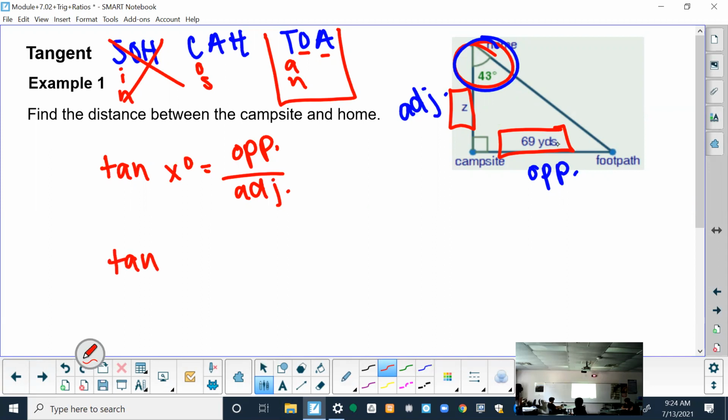All right, and then plug in what you're given. It does give me the angle measure, so the angle measure is going to be 43. So it's going to be tan 43. It does give us the opposite side, so that's going to be 69. And it does give me the adjacent side, it's labeled Z.